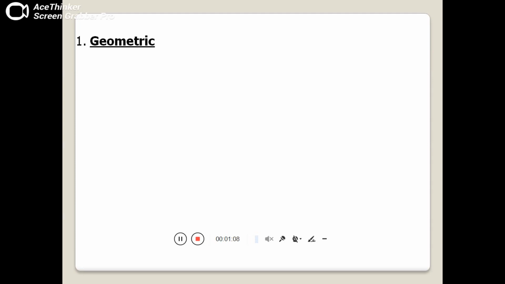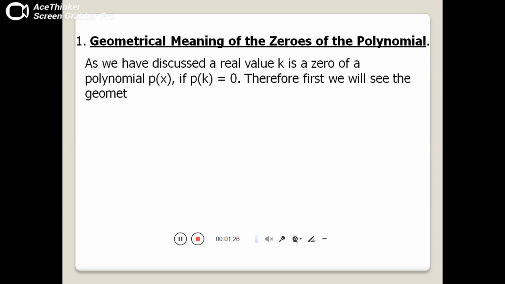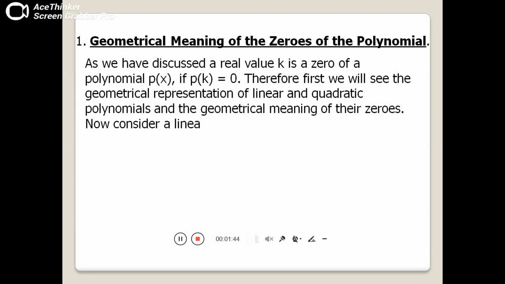Now, the geometrical meaning of the zeros of the polynomial. As we have discussed, a real value k is a zero of a polynomial p(x) if p(k) equals 0. Therefore, first we will see the geometrical representation of linear and quadratic polynomials. After that, the geometrical meaning of their zeros.